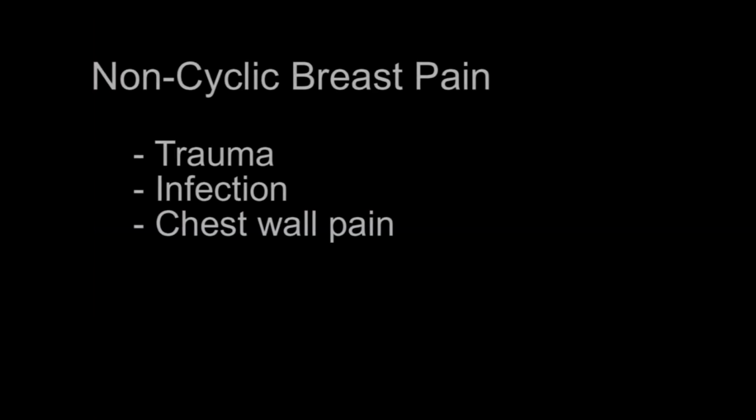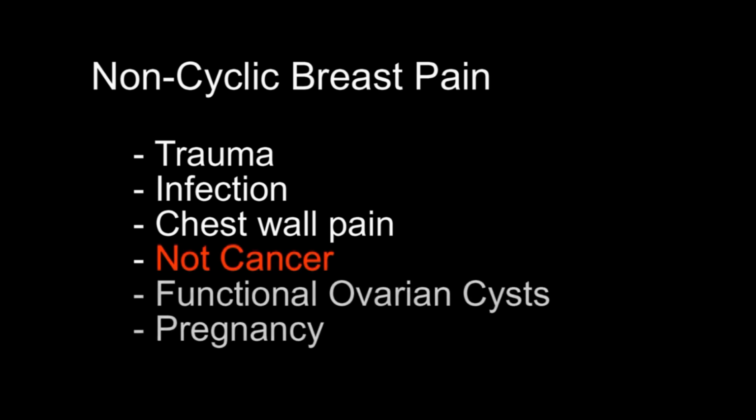Among the common causes for non-cyclic breast pain are trauma, infection, and chest wall pain underlying the breast tissue, in other words, muscle strain or overuse of the pectoralis major muscle. Breast cancer rarely causes breast pain in the early stages and is not usually suspected unless the symptoms persist. Hormonal causes include functional ovarian cysts and pregnancy.